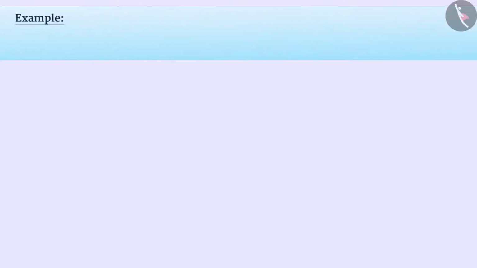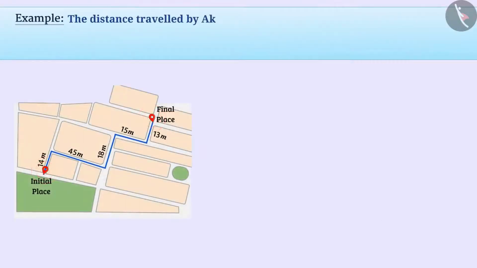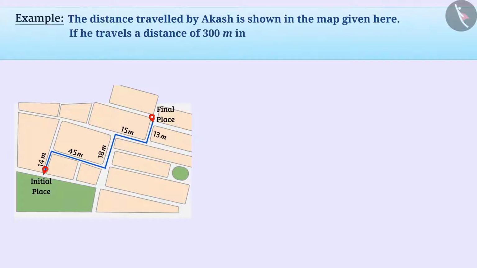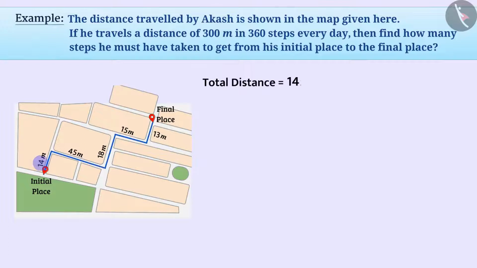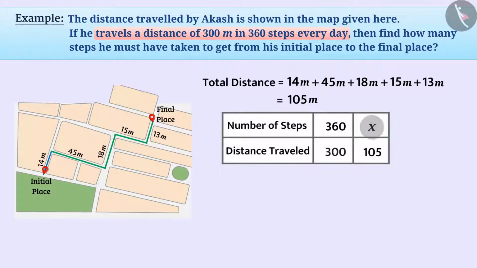Let's see another example. The distance travelled by Akash is shown in the map given here. If he travels a distance of 300 meters in 360 steps every day, then find how many steps he must have taken to get from his initial place to the final place. Here, the total distance travelled is 14 meters plus 45 meters plus 18 meters plus 15 meters plus 13 meters, which is equal to 105 meters. We can show the given situation like this, where x represents the number of steps required to cover 105 meters.